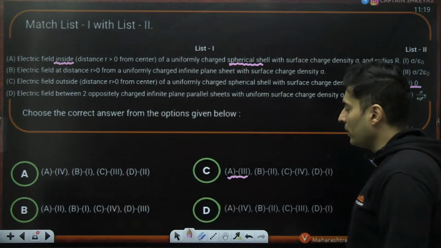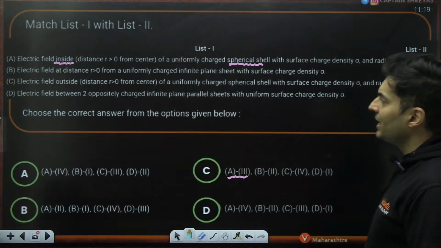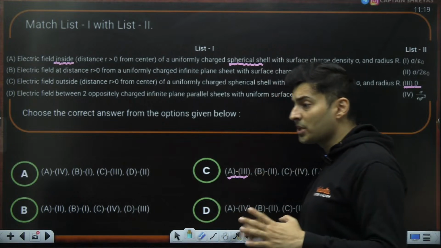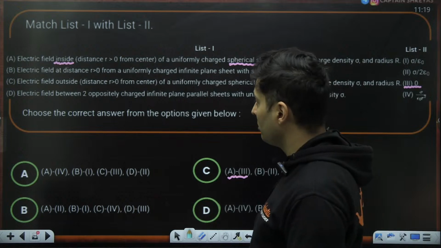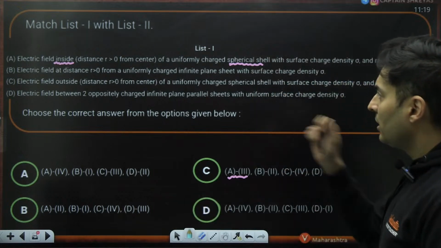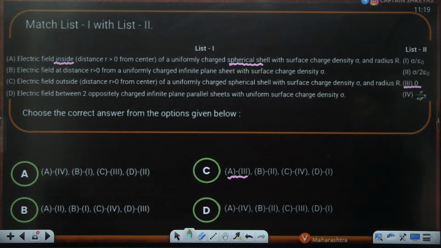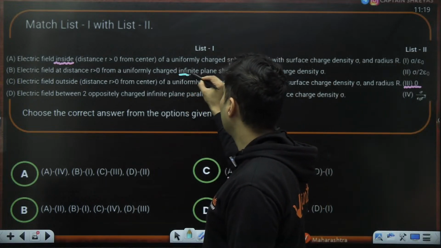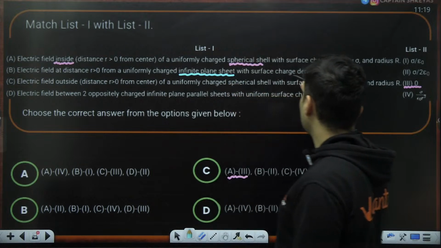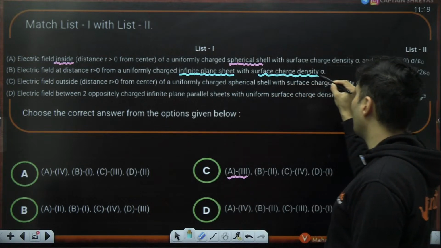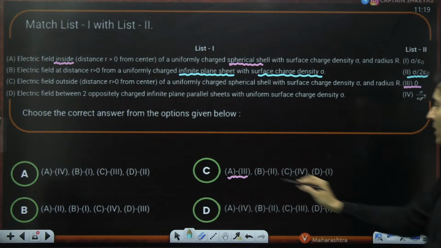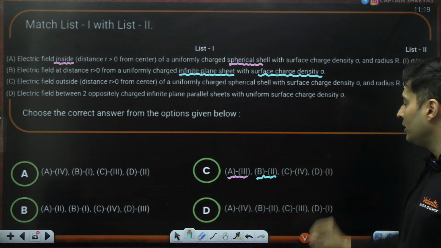But still, if you want to check and see whether everything else matches, this is just for clarity's sake, or if there were two options with the same thing, then you have no other choice but to check the other options. The electric field at a distance of a uniformly charged infinite plane sheet. This is an infinite plane sheet with a surface charge density sigma. What will happen, guys? The field will go both ways. So it will be sigma by 2 epsilon naught. So B is with 2. Perfect.